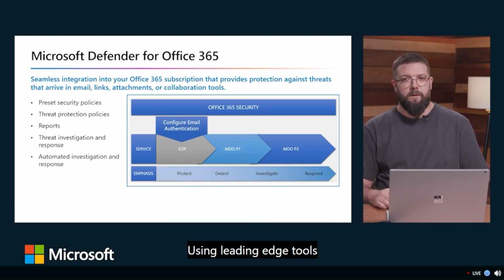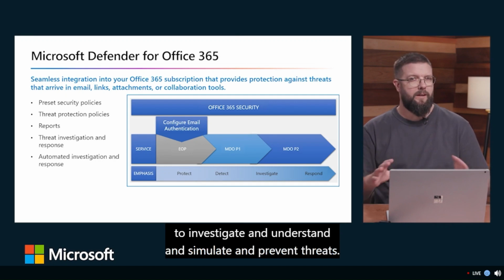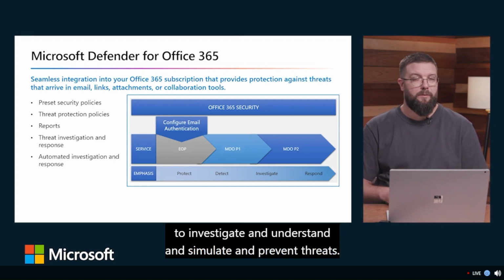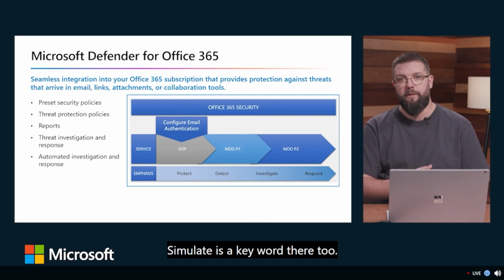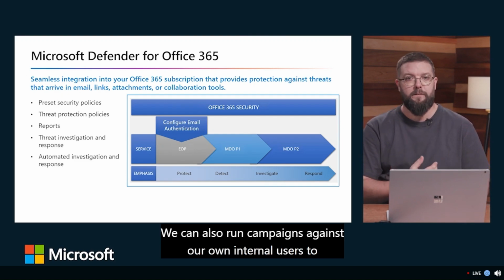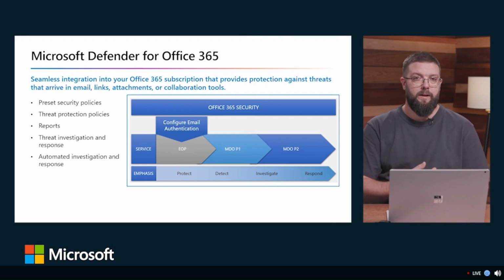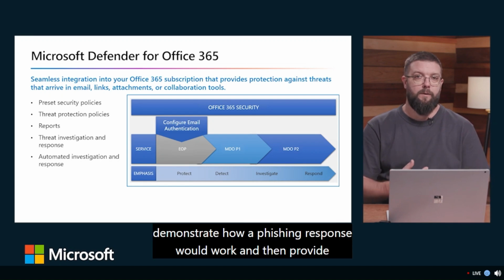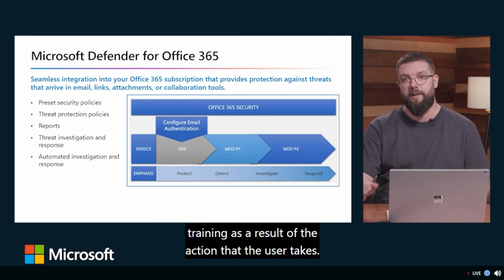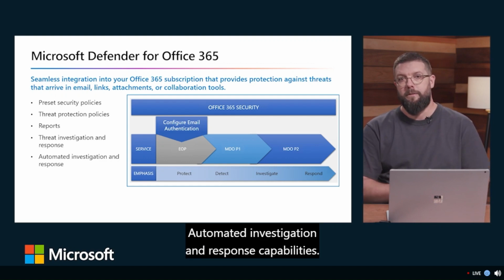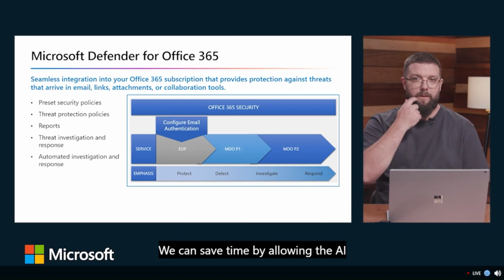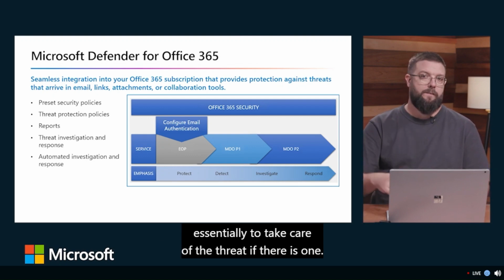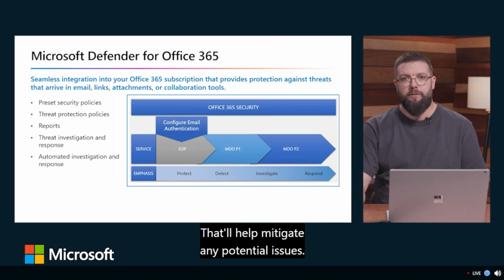So we also have threat investigation and response capabilities. So using leading edge tools to investigate and understand and simulate and prevent threats. So simulate's a key word there too. We can also run campaigns against our own internal users to demonstrate how a phishing response would work, and then provide training as a result of the action that the user takes. So automated investigation and response capabilities. So we can save time by allowing the AI essentially to take care of the threat if there is one. So that'll help mitigate any potential issues.